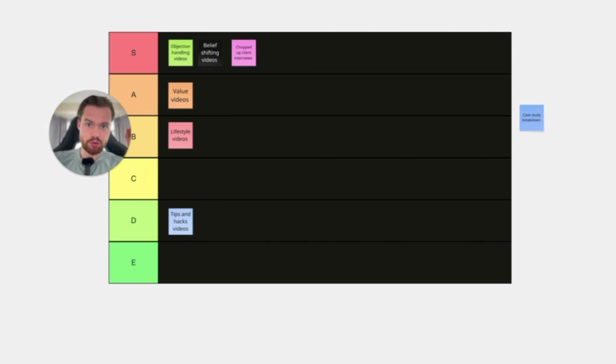So if you create longer form client interviews and chop them up and post them on Instagram, you can even run these as retargeting ads to retarget everyone who's taken action on your website, who's taken action on your profile, who's followed you, who's liked your content. It's going to build up so much trust and actually push those people over the edge.